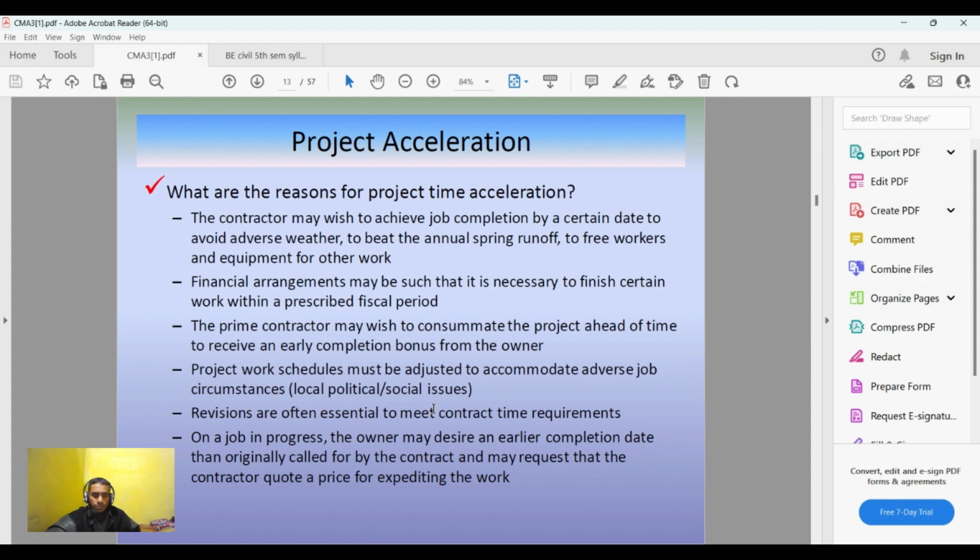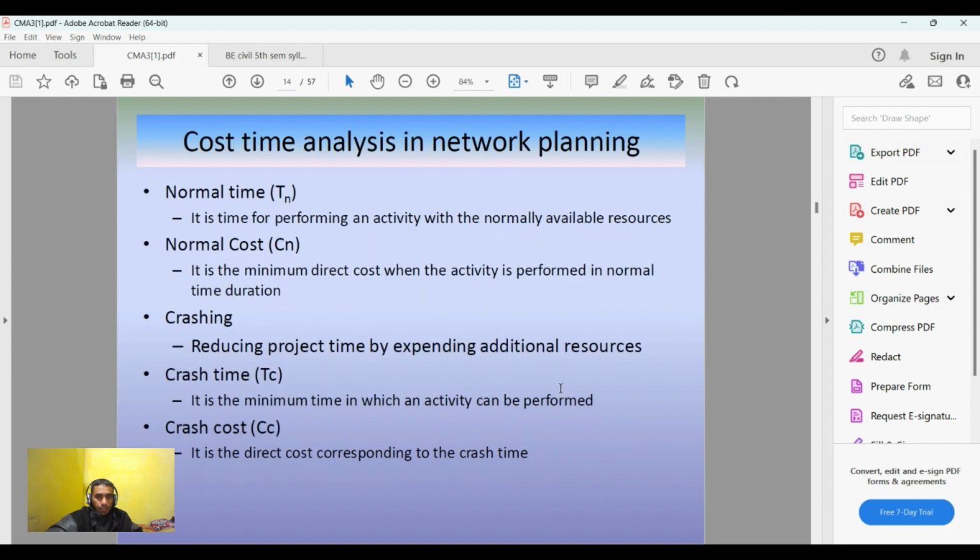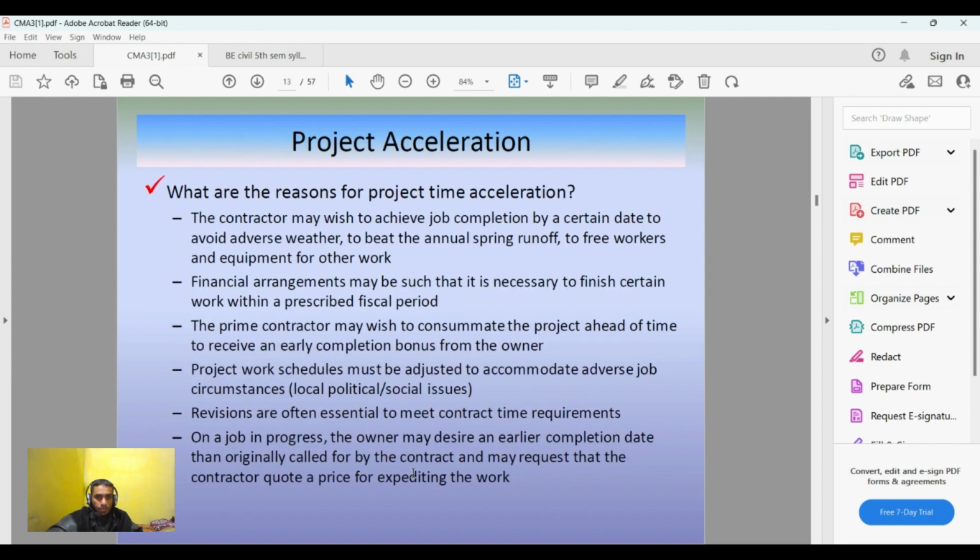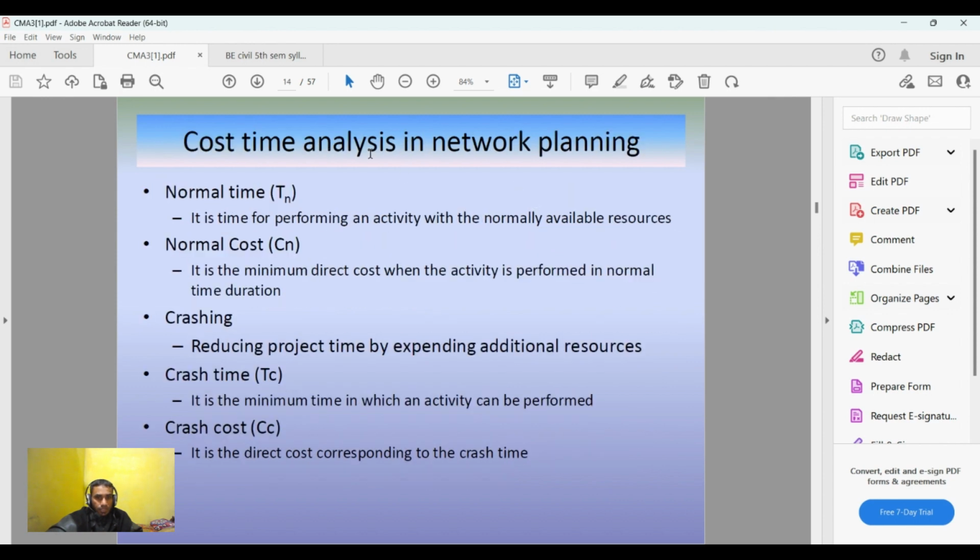And also sometimes due to local issues, political issues, regional issues, religious issues, or due to some sort of festivals, okay, the laborers may not be available during certain time periods or during certain seasons. So in that case, you need to adjust the schedules in order to accommodate the adverse job circumstances. And then revisions are required to meet the time requirements under the contract, okay. So these are some of the reasons for accelerating the project.